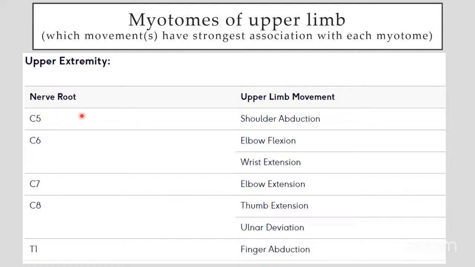For the upper extremity, shoulder abduction strongly correlates with C5 nerve root. Elbow flexion and wrist extension strongly correlate with C6. Elbow extension strongly correlates with C7. Thumb extension and ulnar deviation of the thumb correlate with the C8 nerve root, and finger abduction correlates most strongly with the T1 nerve root.